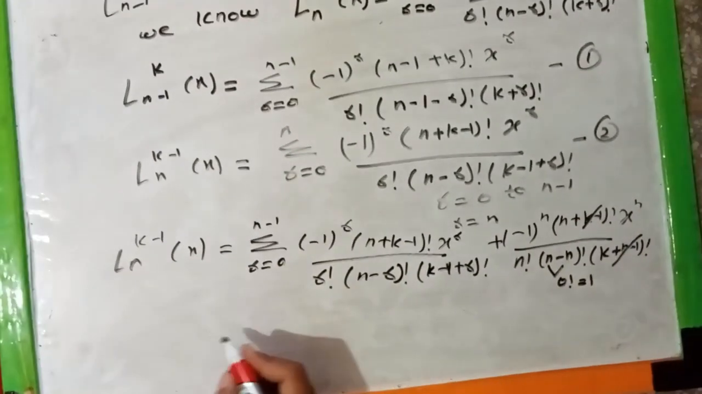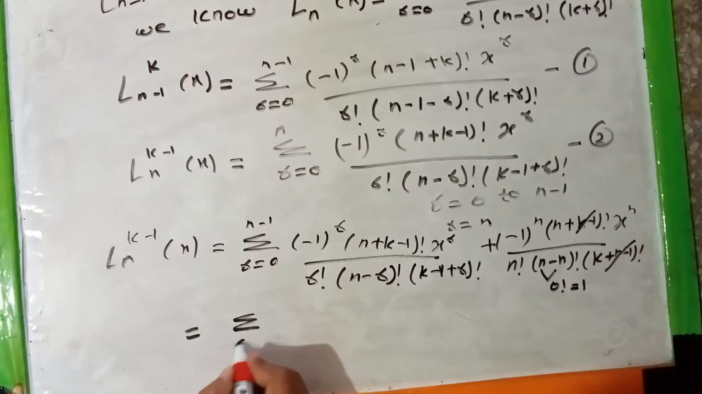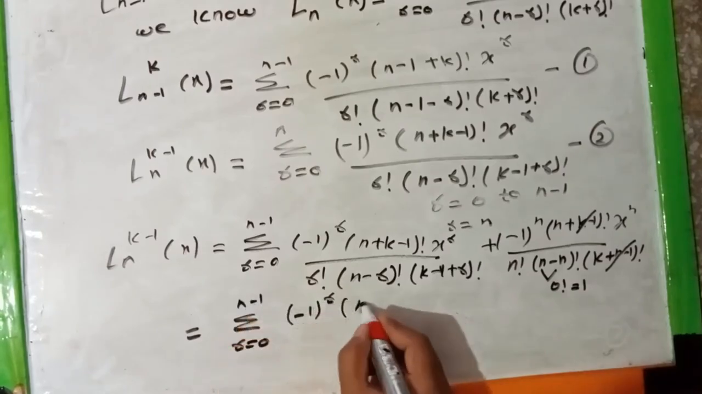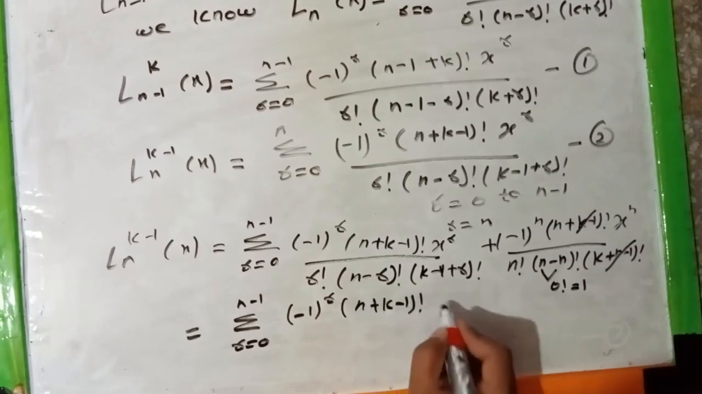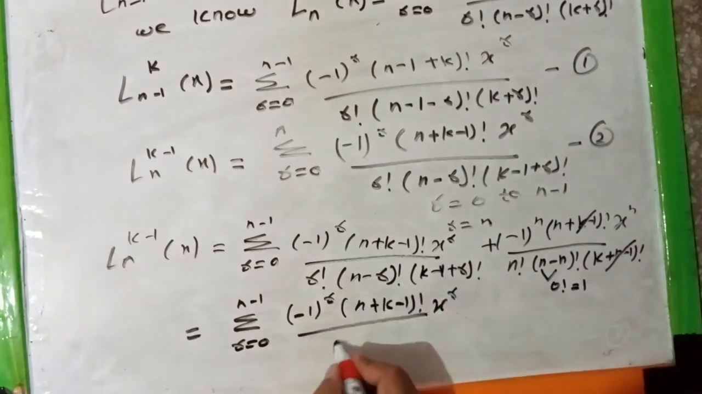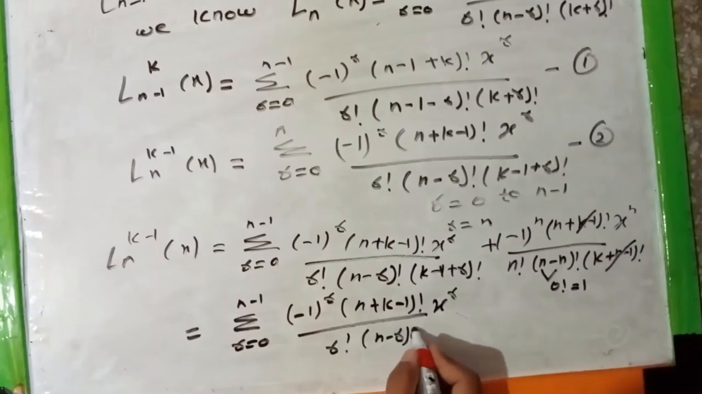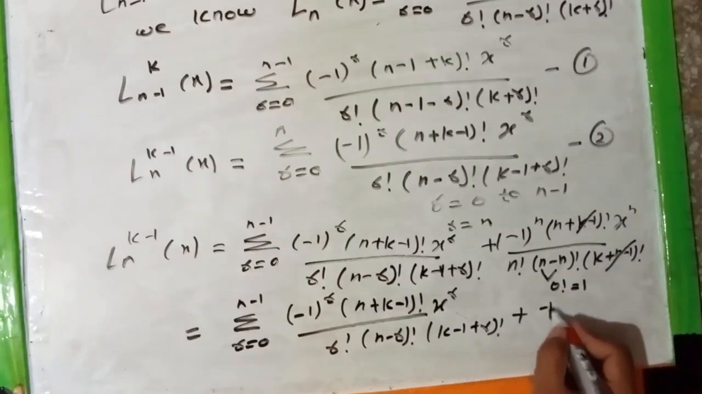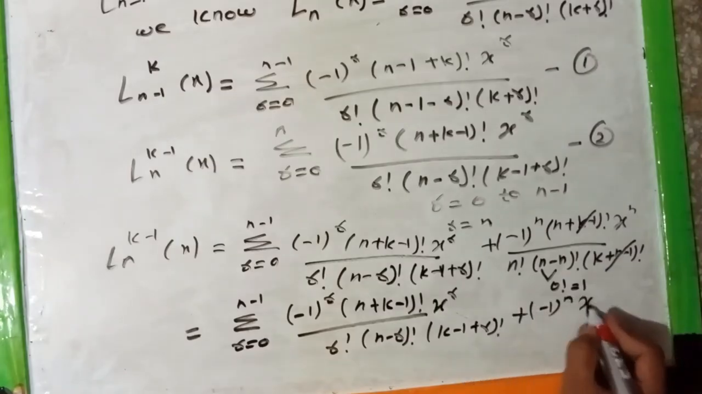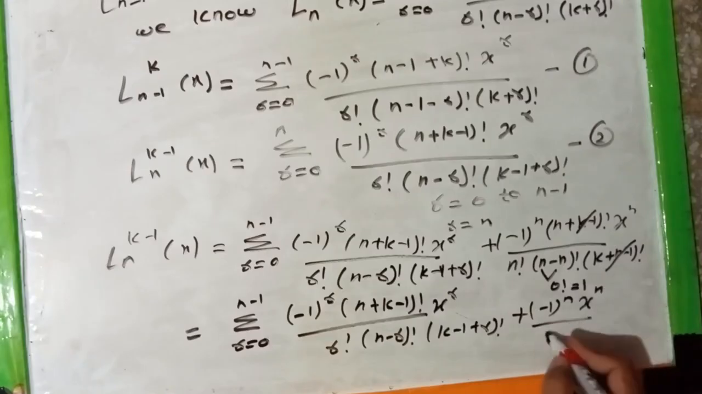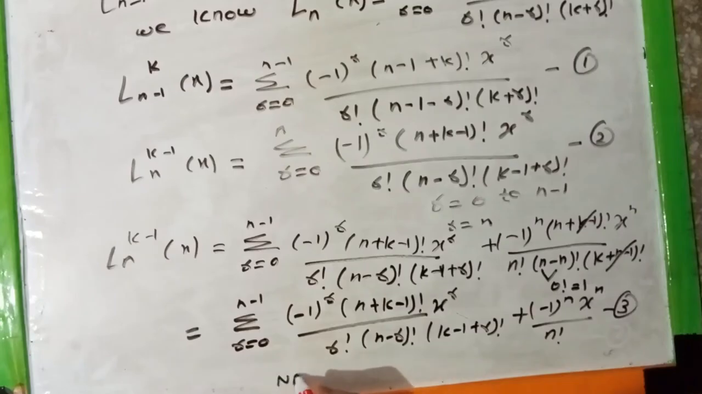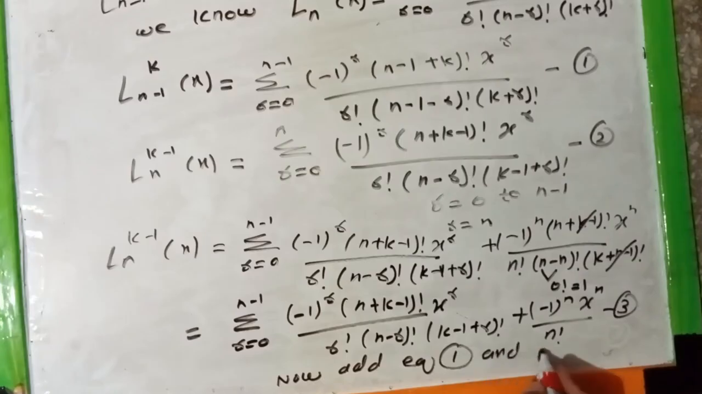So this becomes summation r is equal to 0 to n minus 1 of (-1)^r (n+k-1)! x^r over r! (n-r)! (k-1+r)!, plus (-1)^n x^n over n!. This is equation number 3. Now add equations 1 and 3.